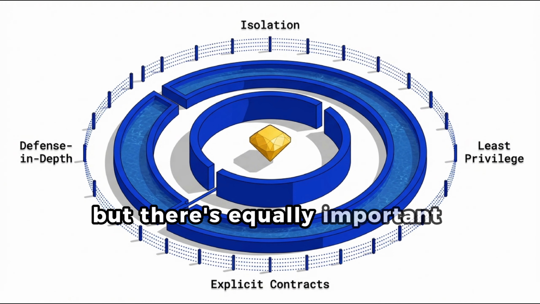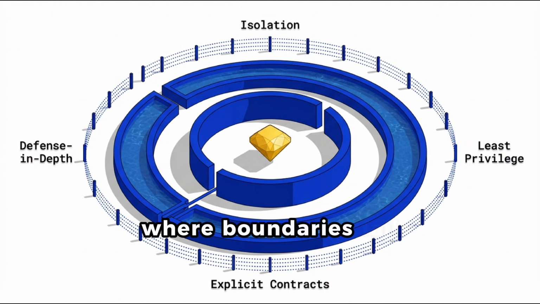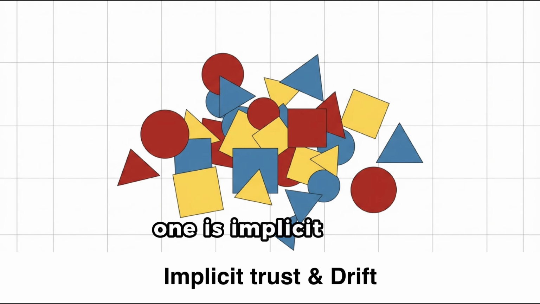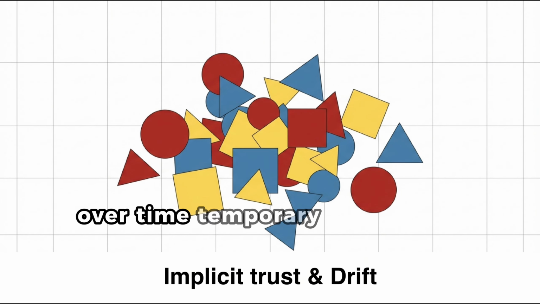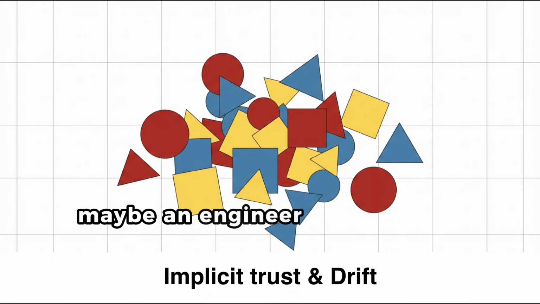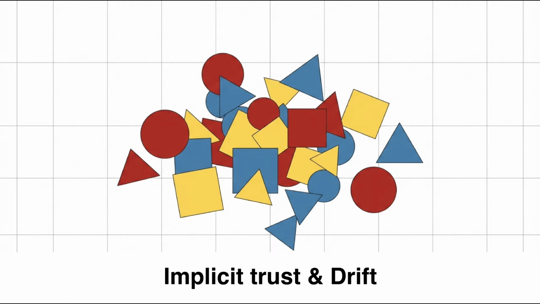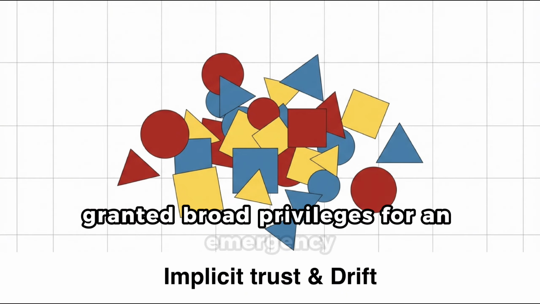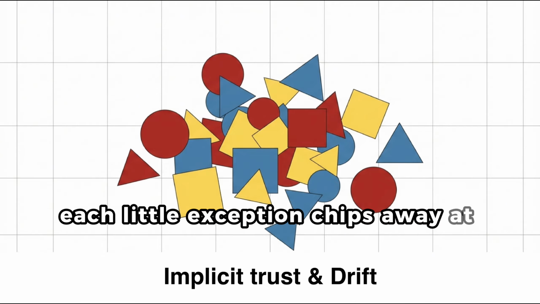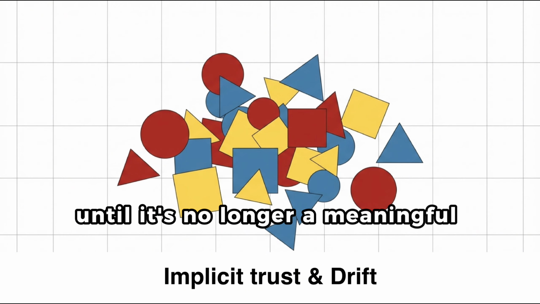But there's equally important negative space, where boundaries fail. Boundaries fail in two common ways. One is implicit trust, assuming something is safe because it came from the inside. The other is drift. Over time, temporary exceptions accumulate until the boundary is porous. Maybe an engineer lets a debug endpoint remain open just for testing. Maybe a service account granted broad privileges for an emergency is never revoked. Each little exception chips away at the boundary until it's no longer a meaningful barrier.